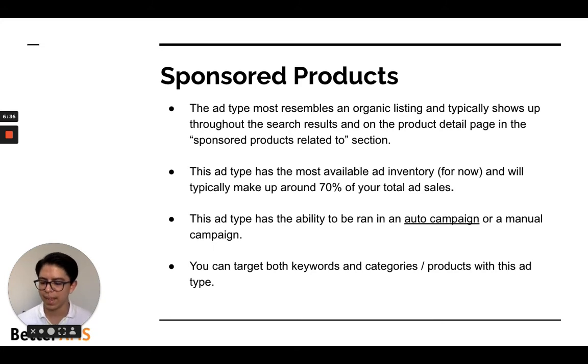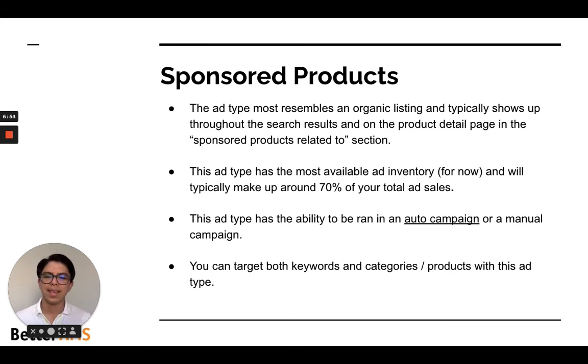So let's say an account is doing $100,000 per month. Usually 30 to 40% of that comes from PPC. And from that, 70% of the PPC sales are coming from sponsored products. So you have to learn how sponsored products work if you want to do PPC.